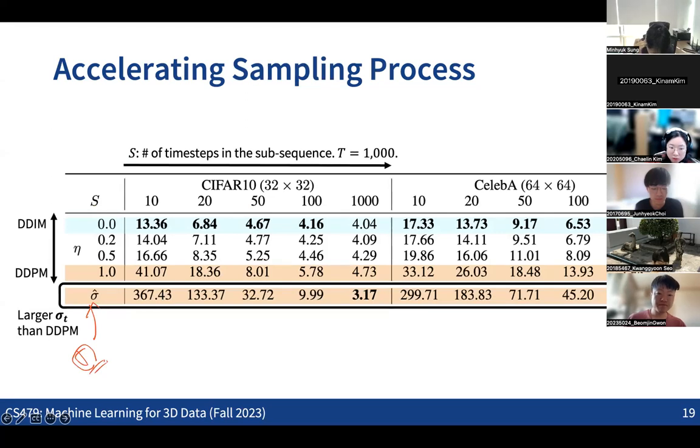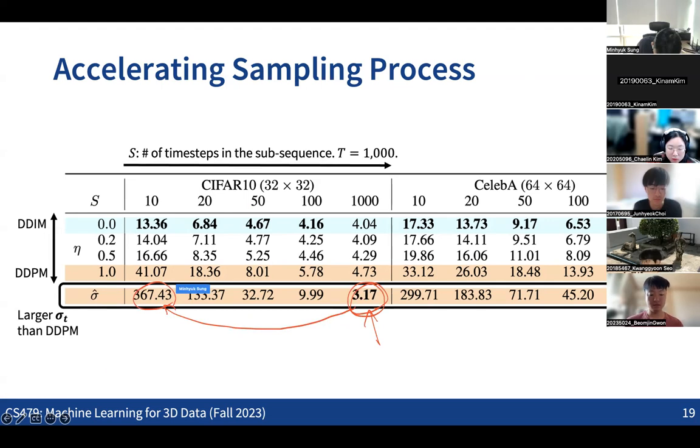So what we can see is that as we increase the stochasticity in the reversibility process, at the beginning, when you use the full time step 1000, we can get the best results somehow. But as we also reduce the number of the time steps, doing an approximation for the reversibility process, you can see that the quality gets worse.